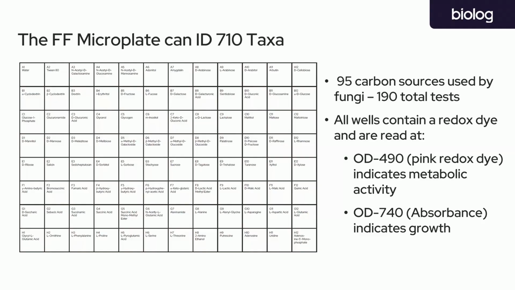But what it allows us to do is measure metabolic activity at 490 and then growth at 740 at the same time in the same plate. So we get essentially 190 total tests out of this one plate. And again, here we're not looking at resistances, we're just looking at metabolic substrate utilization. Next slide.